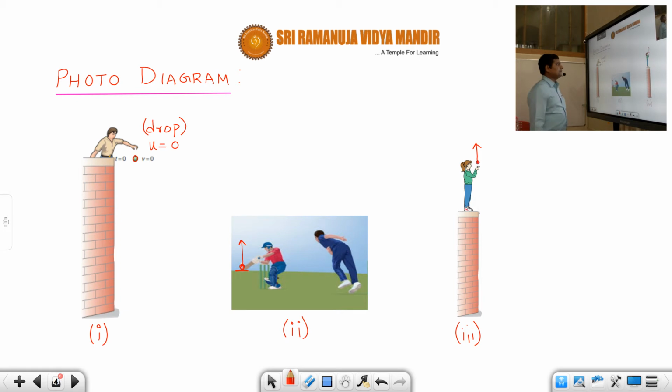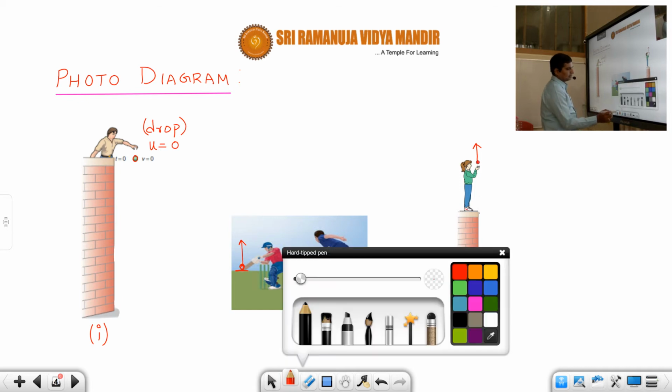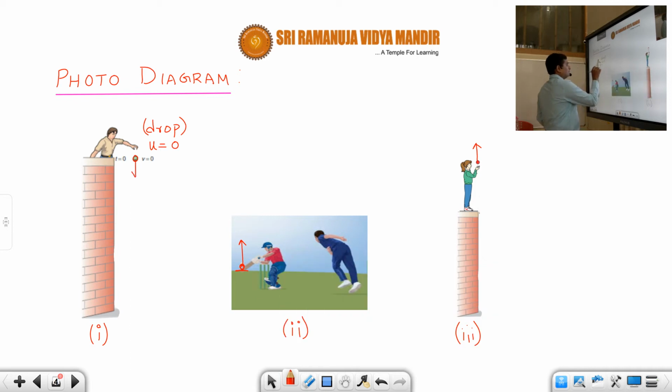Now let us see the first case. Suppose the ball is dropped, so the initial velocity is 0. Just now we have seen that it will experience a constant acceleration, correct or not, students? So the ball has a constant acceleration represented by g. So acceleration a equals g, correct or not?